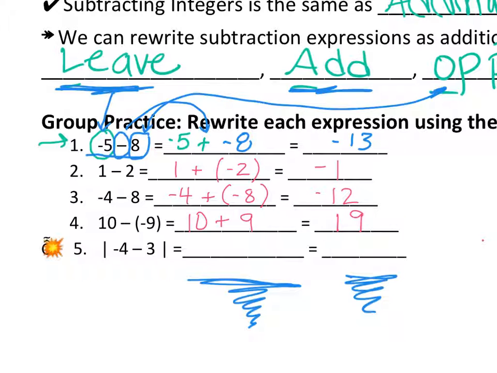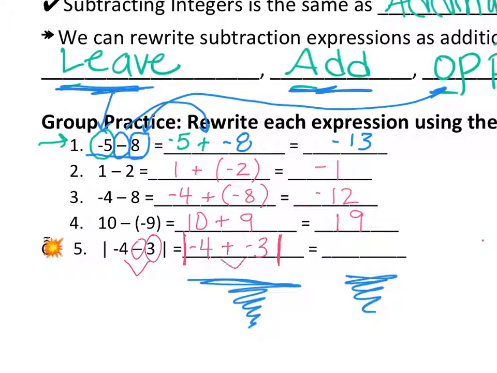Then number 5, here we have, I want to do this together because it's absolute value. Make sure we get this right. So first we're going to rewrite this expression. So we have -4, so leave, add, change subtraction to addition. Opposite of 3 is -3. This is all still in these absolute value bars.